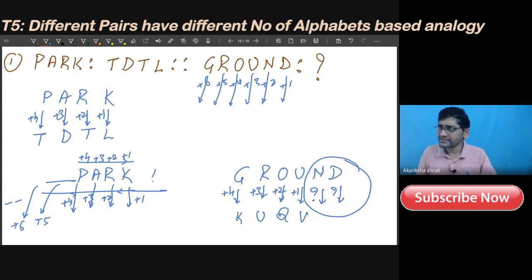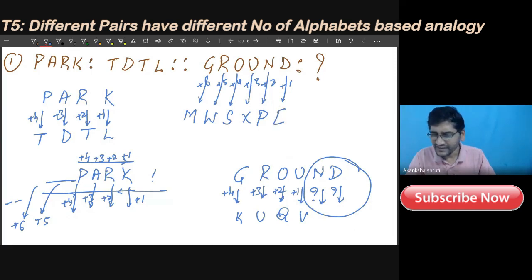7 + 6, 13. So it is our M. R is 18 + 5, 23. W. O, 15 + 4, S. U, 21 plus 3, 24. X. N, 14 plus 2, 16 is P. D plus 1 is our E. So this is the correct answer.